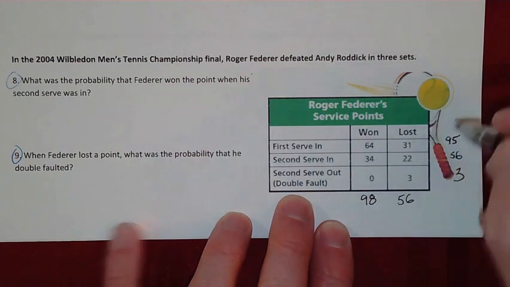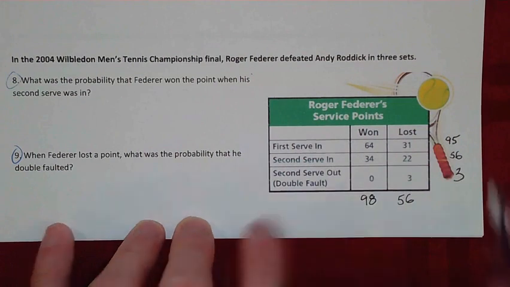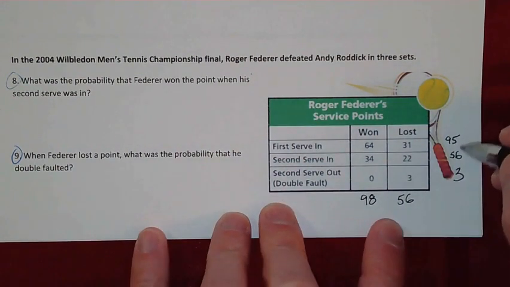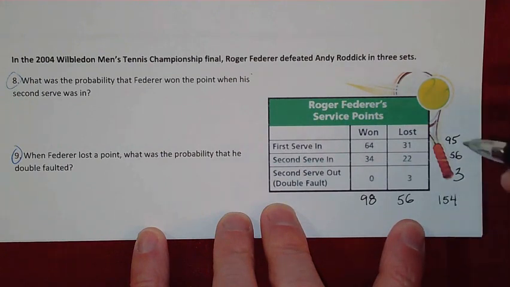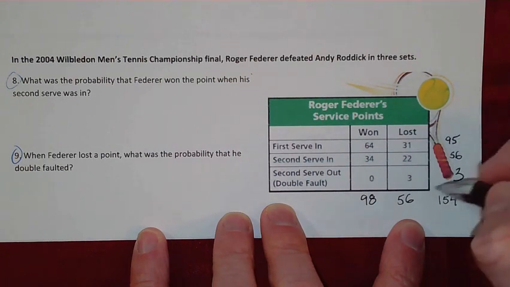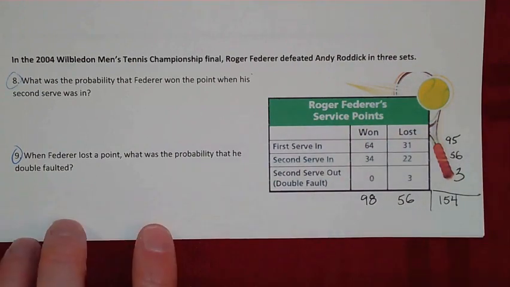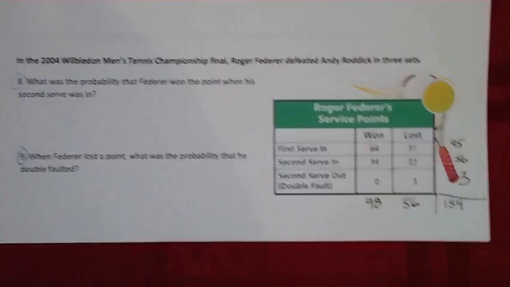Hopefully I'm adding these right up in my head. But I suppose I can take my own advice and double check. 98 and 56 is 154. 95 and 3 would be 98. There's 98 and 56 again, so 154. So looks good. So now answering these questions.